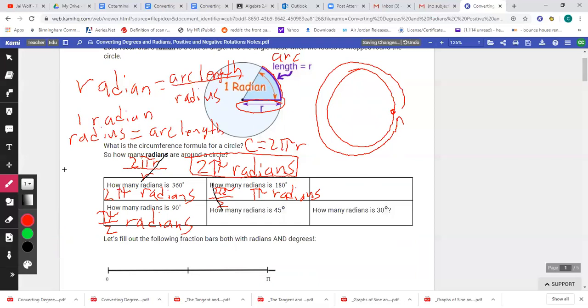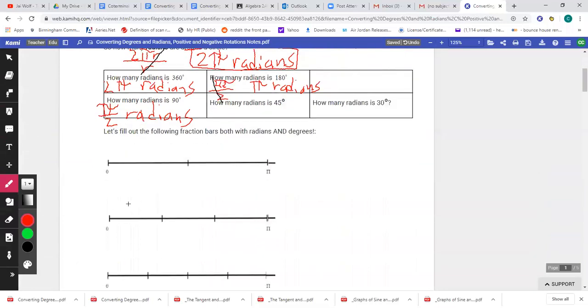And this is pi over 2 radians. Okay, we'll get to the 45 and the 30 a little later, but I kind of want to show you, and we're just going to reinforce the concept. I think a lot of you understand what's happening here, but we're going to use fraction bars to discover more about radians. This is super important. 180 degrees is pi radians.